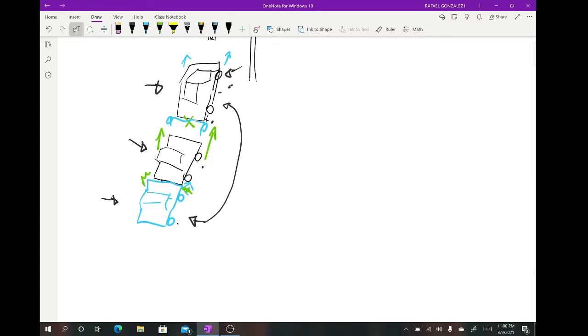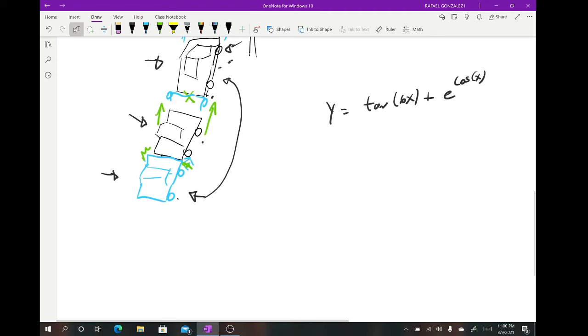The chain rule helps us solve problems like tangent of 6x plus, let's say, e to the cosine of x. Here we have a composition of functions. I have 4 different functions within this one equation. What are they? Well, let's call f of x just tangent of x, which is just a tangent function. We have g of x, which will just be the linear function 6x.